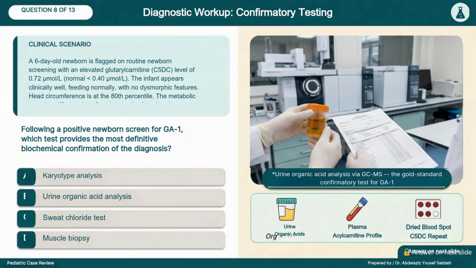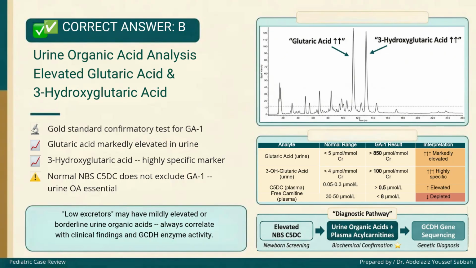Following a positive newborn screen for glutaric acidemia type 1, which test provides the most definitive biochemical confirmation? Option A, karyotype analysis. Option B, urine organic acid analysis. Option C, sweat chloride test. Option D, muscle biopsy. The correct answer is option B, urine organic acid analysis.